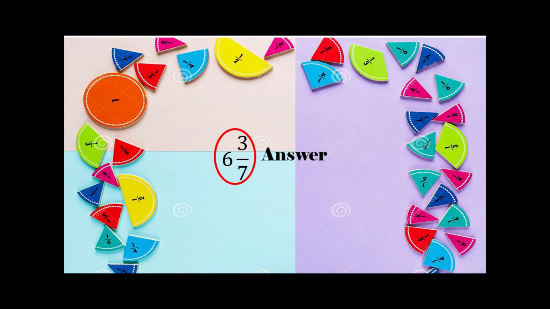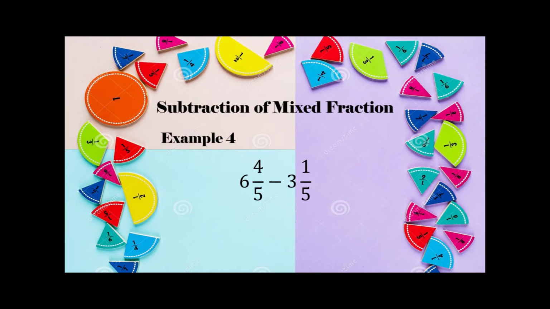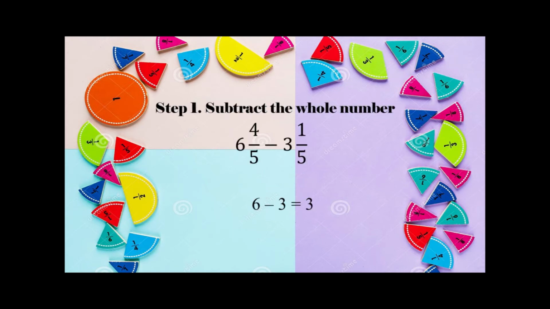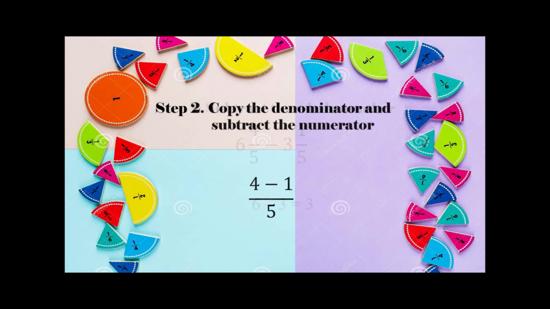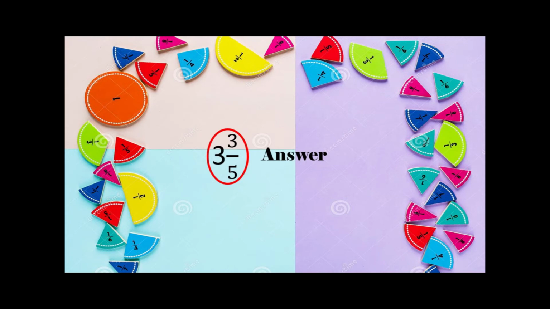Did you get it? Okay, let's proceed to another example, which is subtraction of mixed fractions with the same denominator. So we have 6 4 over 5 minus 3 1 over 5. Okay, step number 1, same: subtract the whole numbers. 6 minus 3 is equal to 3. And then, copy the denominator and subtract the numerators. So we have 4 minus 1 over 5. And the answer is 3 over 5.